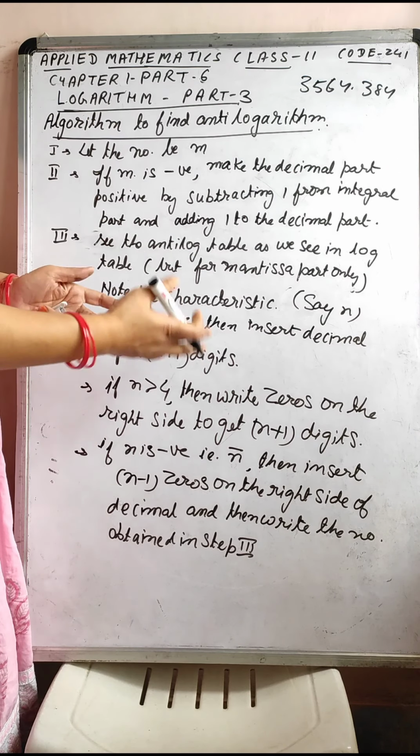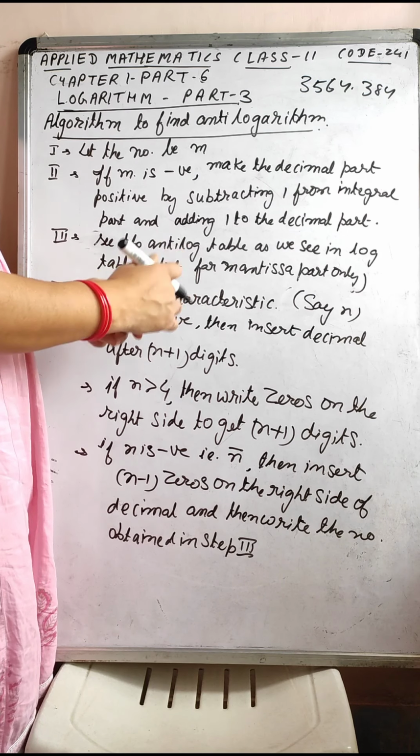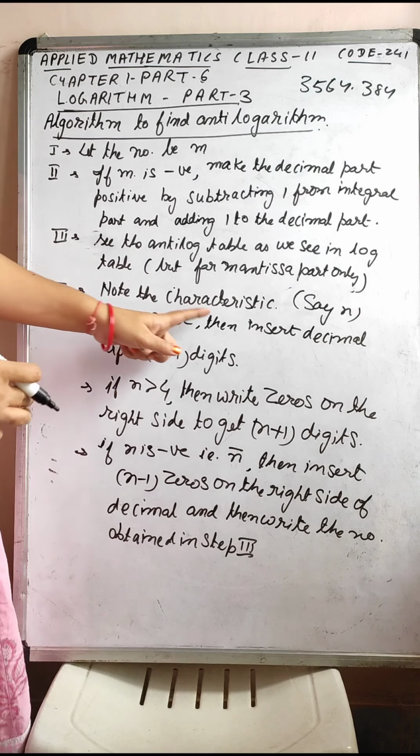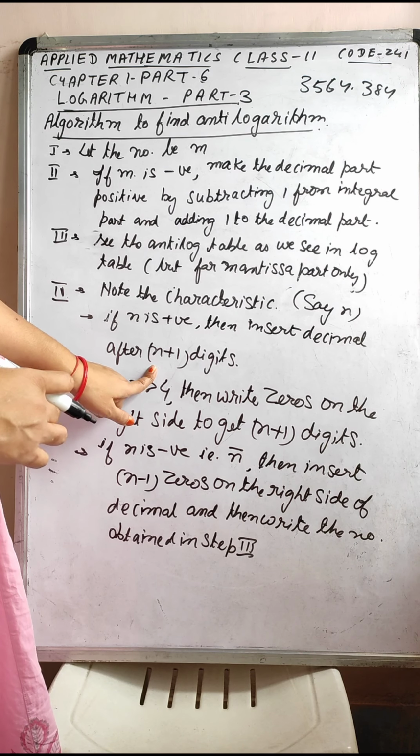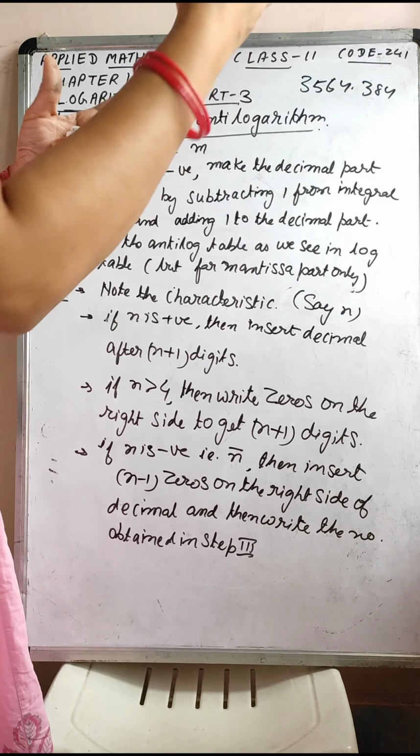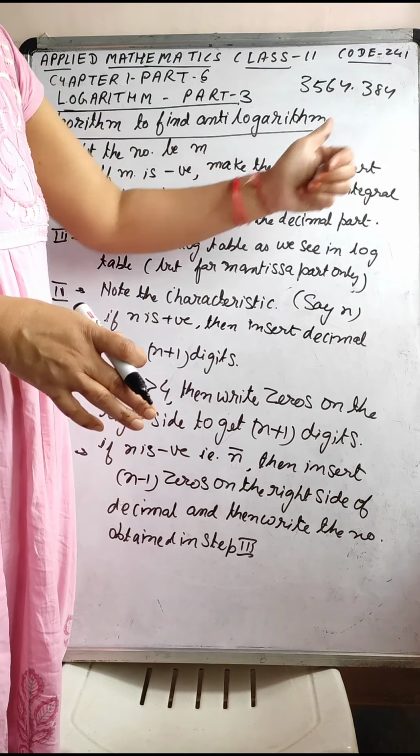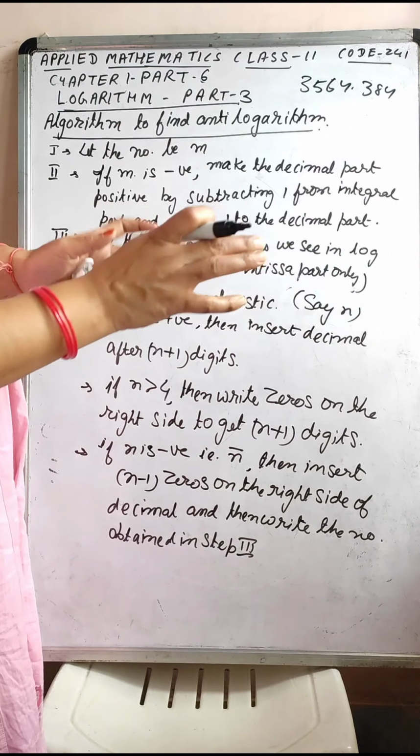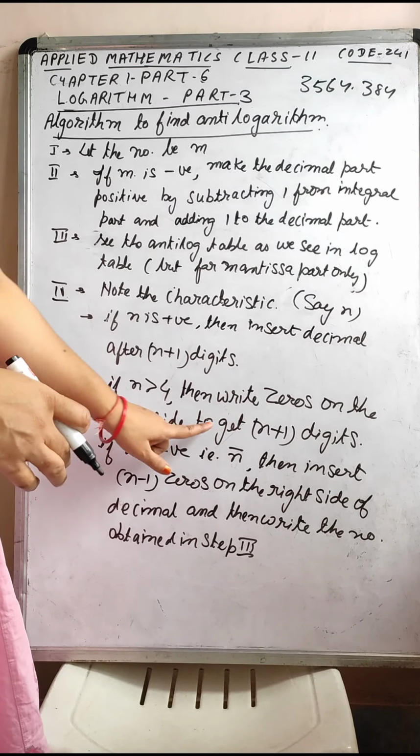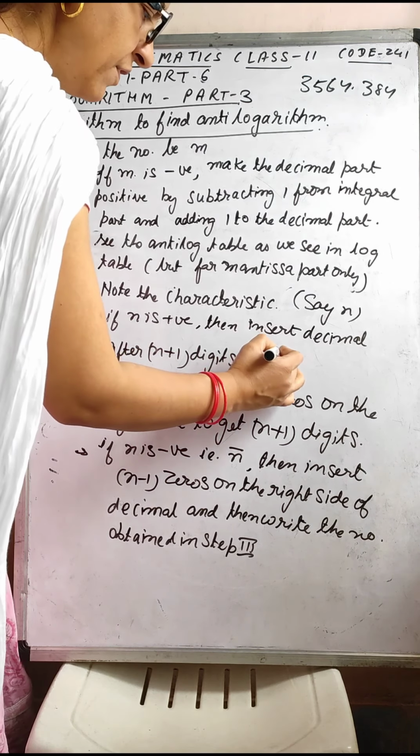Since anti-logarithm is just the reverse, what we do over here is n plus 1, whereas there we did n minus 1. So insert the decimal after n plus 1 digits. Whatever we get from the anti-logarithm table, since we look at the mantissa part only, we will get 4 digits. Now if n is greater than 4, then write zeros on the right side to get n plus 1 digits.